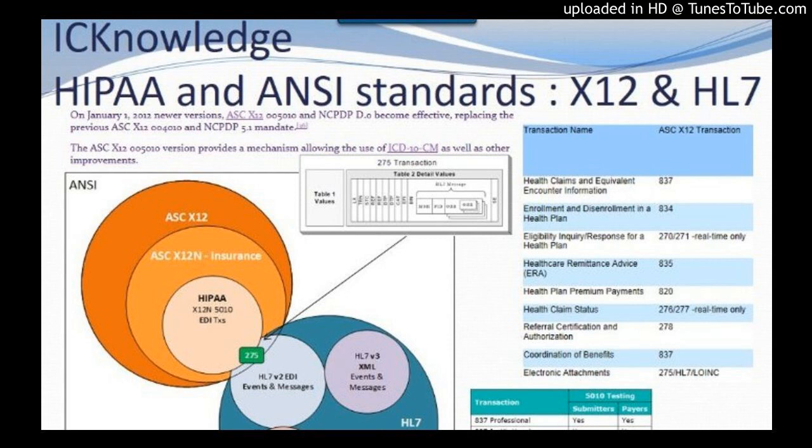What is the full form of HIPAA? The Health Insurance Portability and Accountability Act of 1996, HIPAA, Pub.L. 104-191, 110 Stat. 1936, enacted August 21, 1996, was enacted by the United States Congress and signed by President Bill Clinton in 1996.